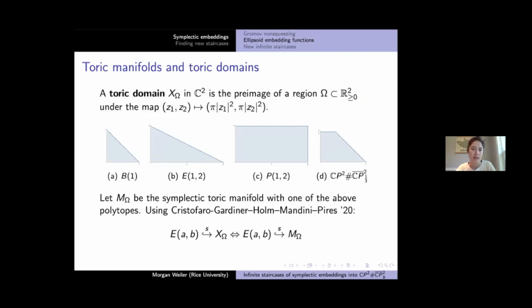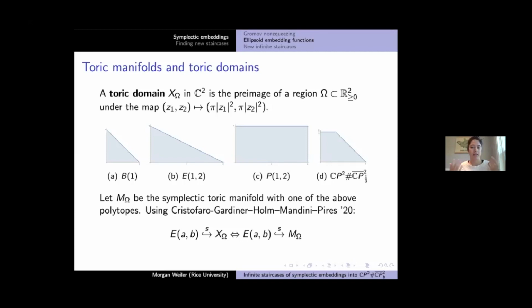A is the image under this map of the ball. B is the image under this map of the ellipsoid E(1,2). C is the image under this map of the polydisk P(1,2), which I haven't defined, but basically you can just think of it as the preimage of a rectangle under this map. And D, well, it doesn't have a great name as a toric domain, so I'm just going to give you the name that it has when you think of this omega as a Delzant polytope instead. So this is the Delzant polytope of CP2 blown up at a point with blow-up weight 1/3.